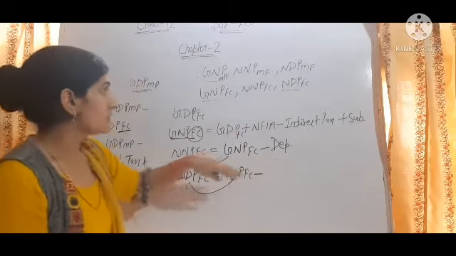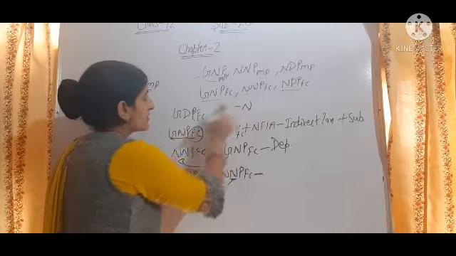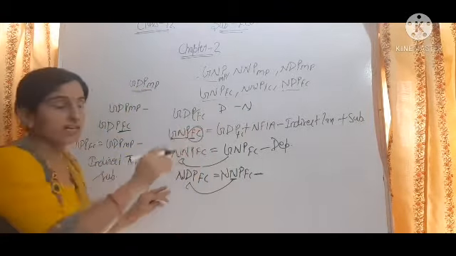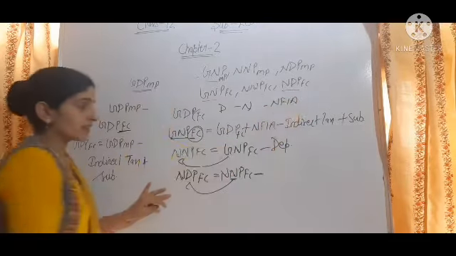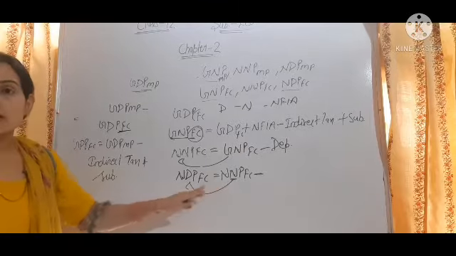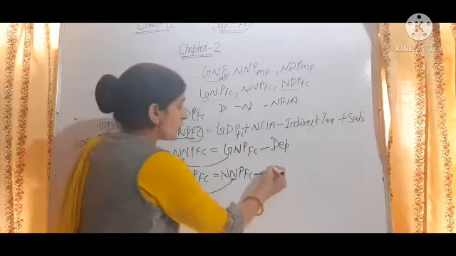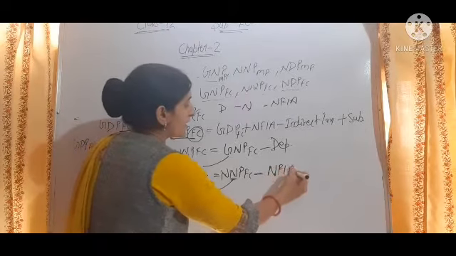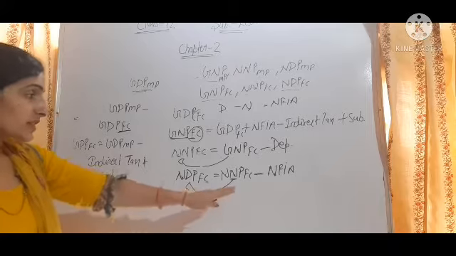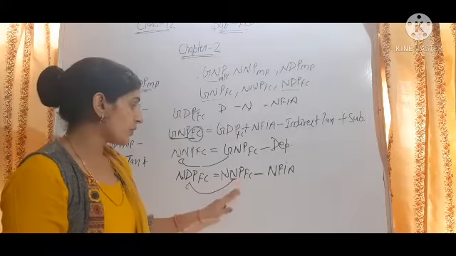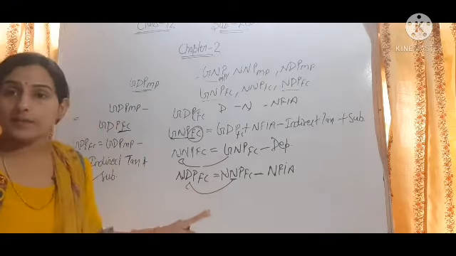To make domestic into national, we add net factor income from abroad, we do plus. But to make national into domestic, what will we do? We will exclude, minus. Net factor income from abroad will be excluded. So when we exclude net factor income from abroad from NNP at FC, then it will become NDP at FC.